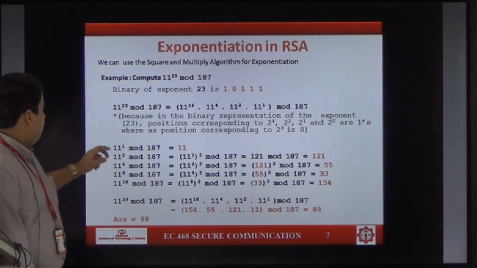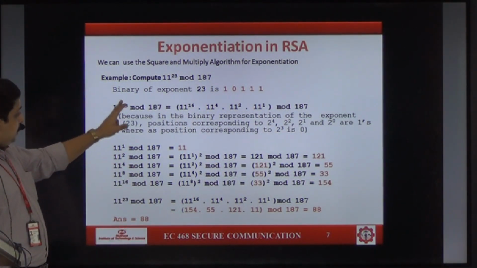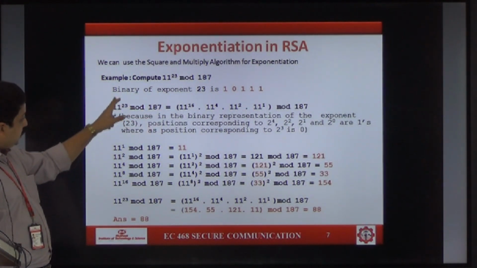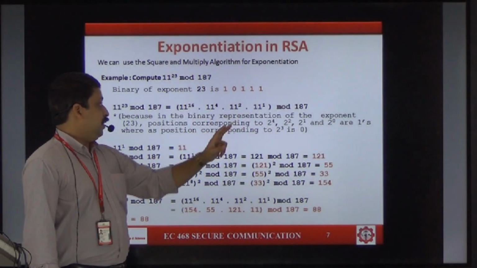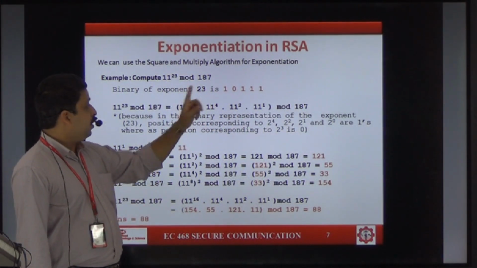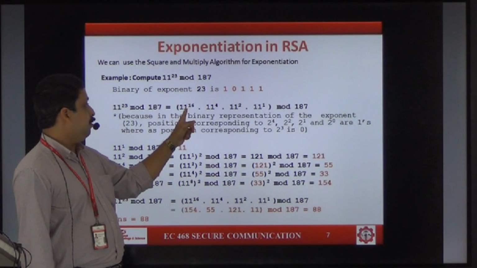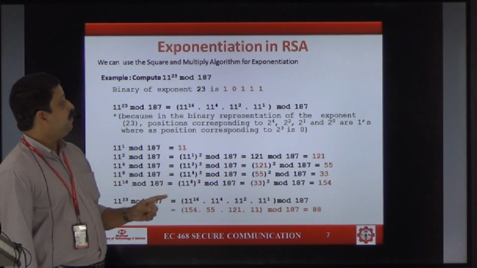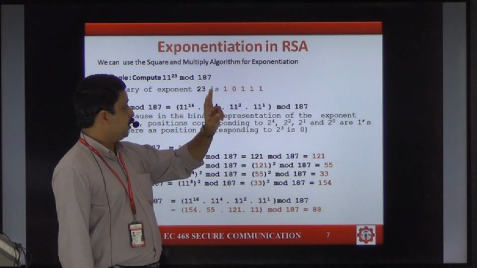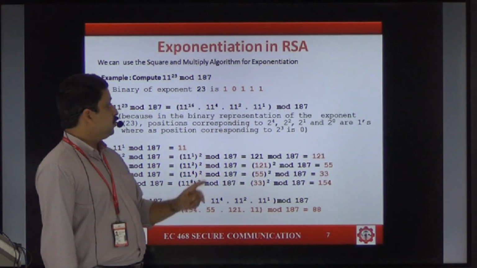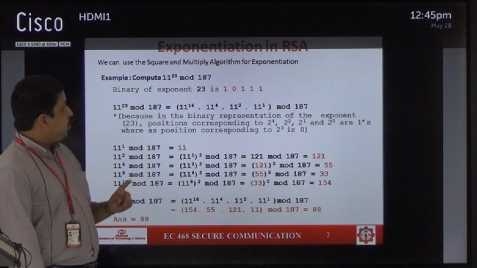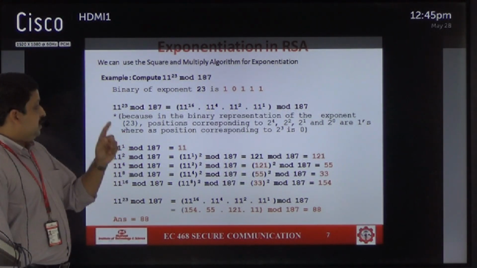Now we can write 11 to the power 23 mod 187 as follows. The exponent 23 can be split into 16, 4, 2 and 1. That corresponds to, whenever you are having a 1 there, that particular power will be coming here. The positional weights are 2 raised to 0, 2 raised to 1, 2 raised to 2, 2 raised to 3 and 2 raised to 4. So when this value is 1, 2 raised to 4, that is 16.